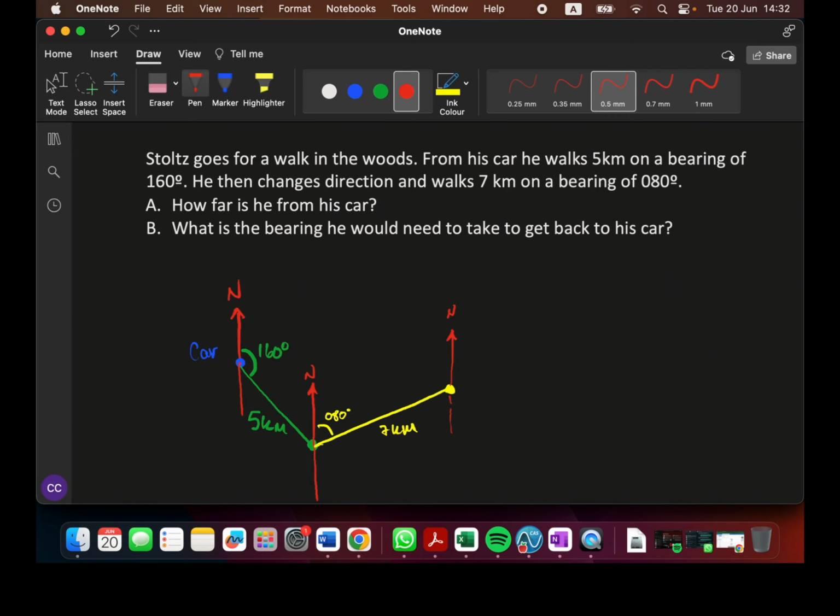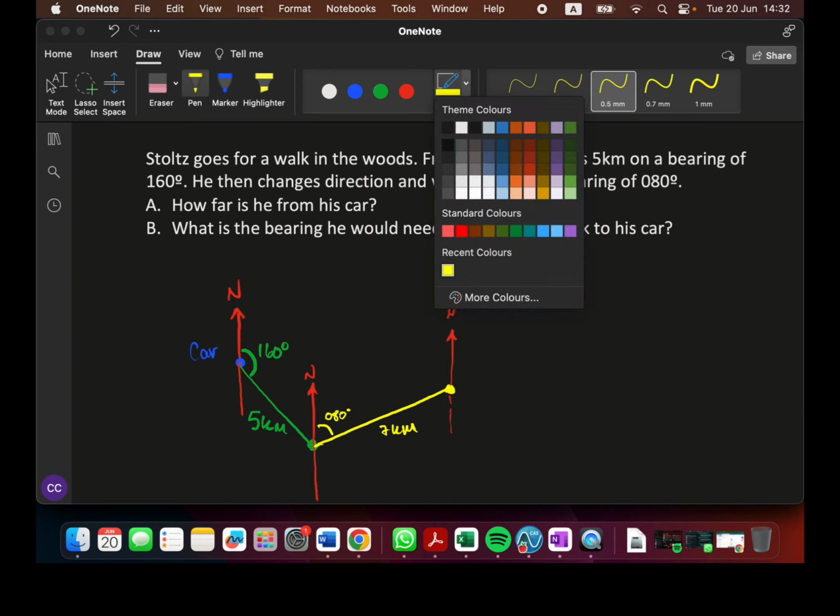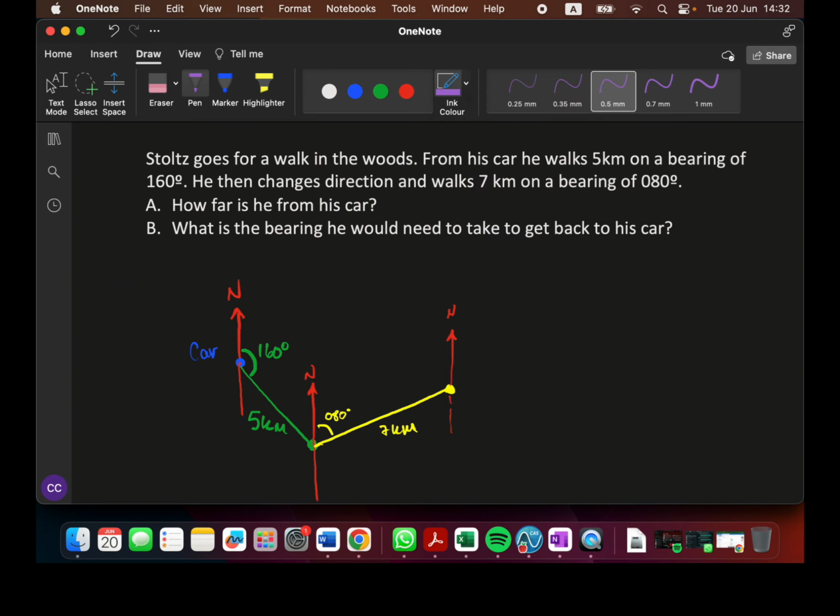So in order to solve this, just to reconfirm what we're up to, I am looking for this distance here. I'm just going to call it x for now. All right. So what we're going to do is a couple of maybe sneaky things in order to find that.